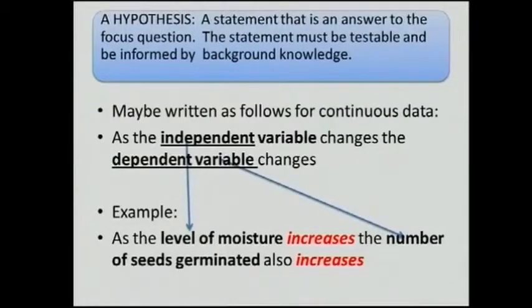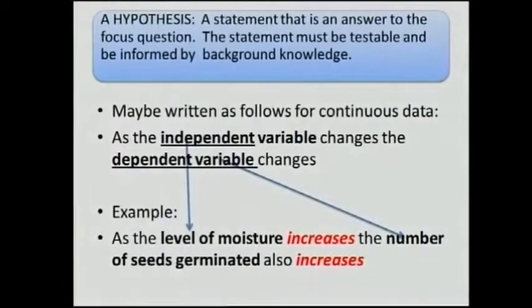There you can see the independent variable. There's an example of a hypothesis. As the level of moisture increases, the number of seeds germinated also increases. Now, if we look at that example, which one of those two factors can we control? Can we change all the time? And which one will change as a result of the one that we manipulate? In other words, you're asking them the one that we have control over, that we can decide upon. That is the independent variable.